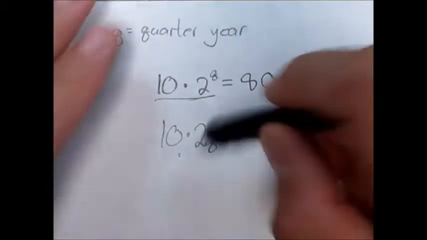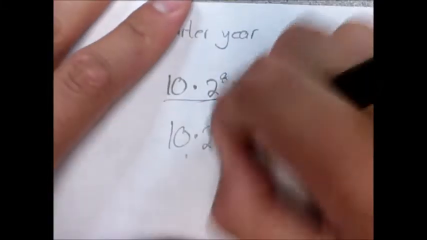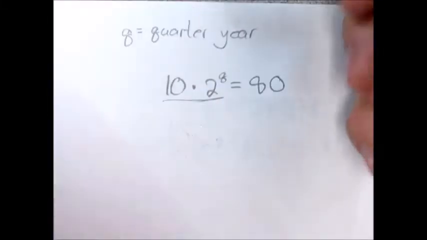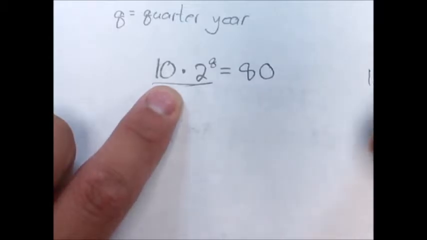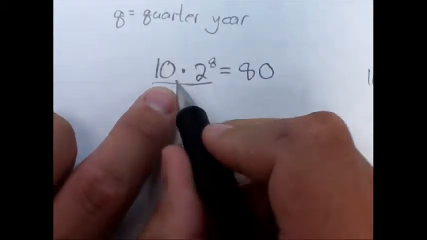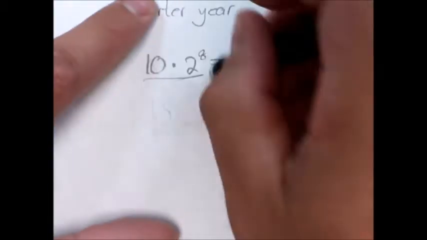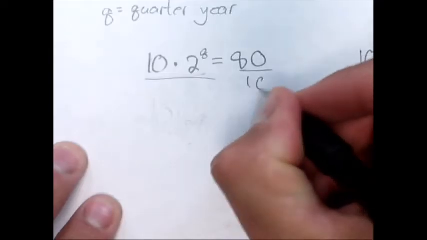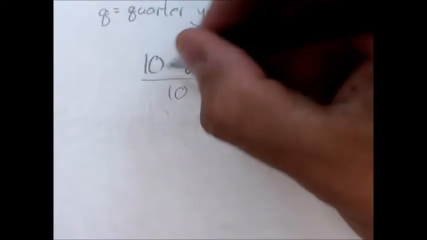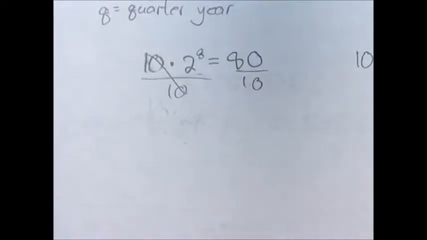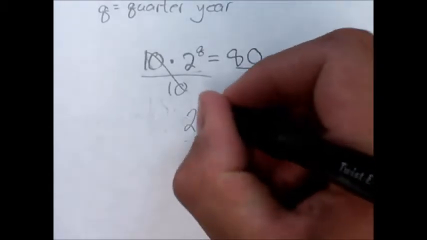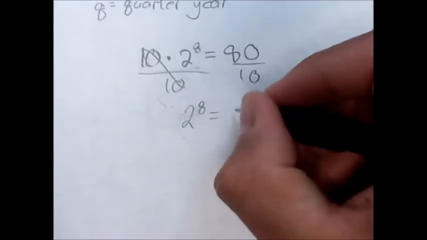If we solve, I'm going to put these side by side instead of on top of each other. If we solve this problem, I have to get rid of this 10 first. How do I get rid of a multiply by 10? I have to divide it by 10 on both sides, right? Division property of equality. So there it goes. Done. Over here I have 2 to the Q equals 8.